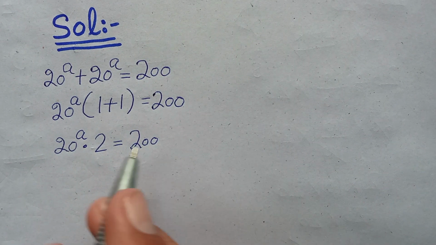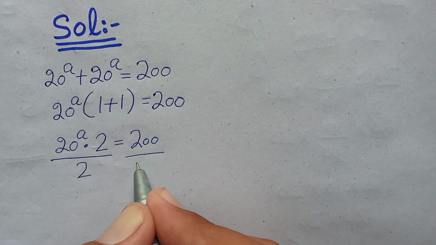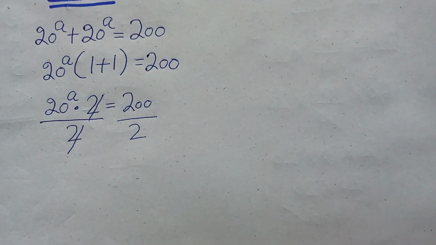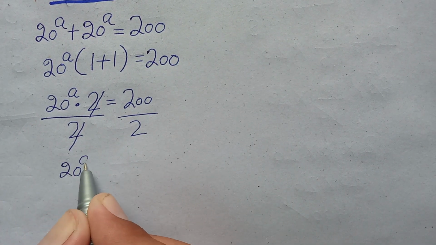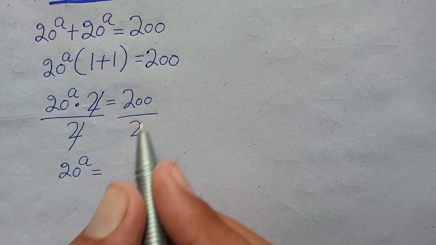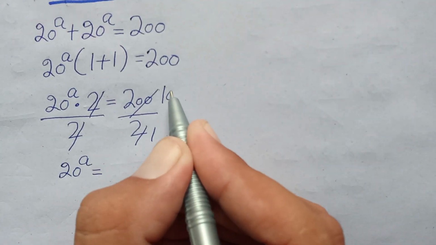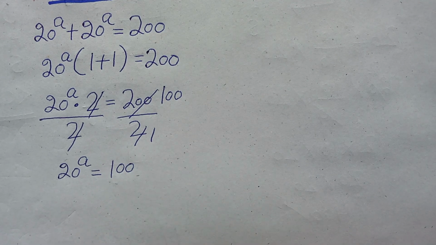Let us divide both sides by 2. So 2 and 2 cancel with each other. It becomes 20 to the power of a is equal to 100, since 2 ones are 2 and 2 hundreds are 200.